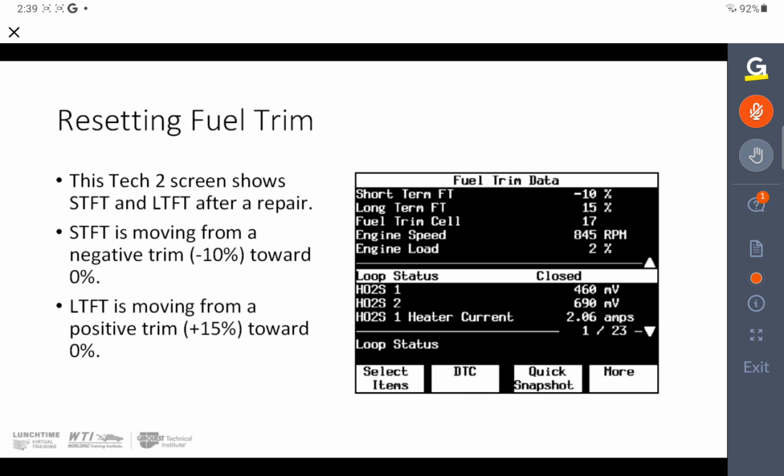So here's an example of that. Vehicle had an issue, fixed the vehicle. Short-term fuel trim immediately responded by going -10. Long-term fuel trim was 15. Our total fuel trim would be +5. +5 is within plus or minus 10% of where we need to be. So this vehicle is going back to zero, where we want to be.